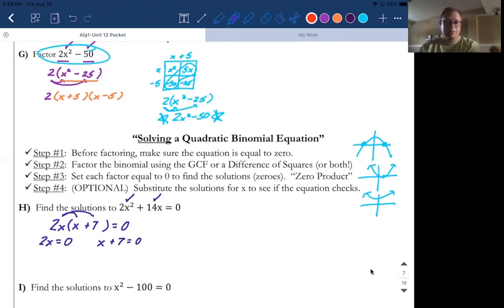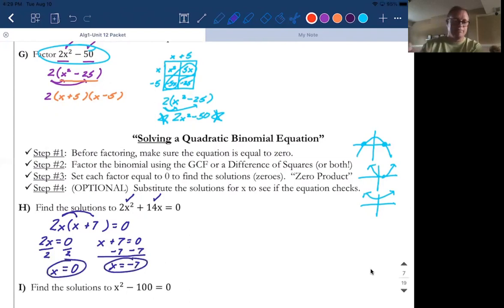And solve. Well, the first one's really easy. They're actually both easy. We have to think, 2 times what is 0? Well, it's 0. We could do the algebra, but we don't really have to, because 0 divided by 2 is 0. There's a solution. And the second one, what can we add 7 to get 0? That's negative 7. We're about at the end of Algebra 1, so I'll show the work. There's negative 7, and there's your 2 solutions.